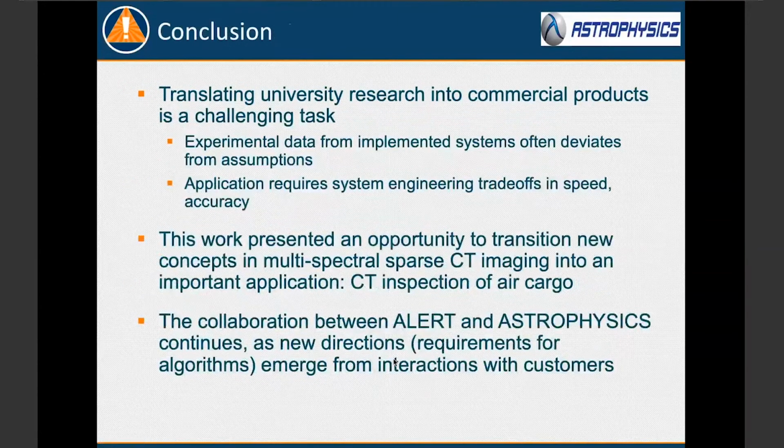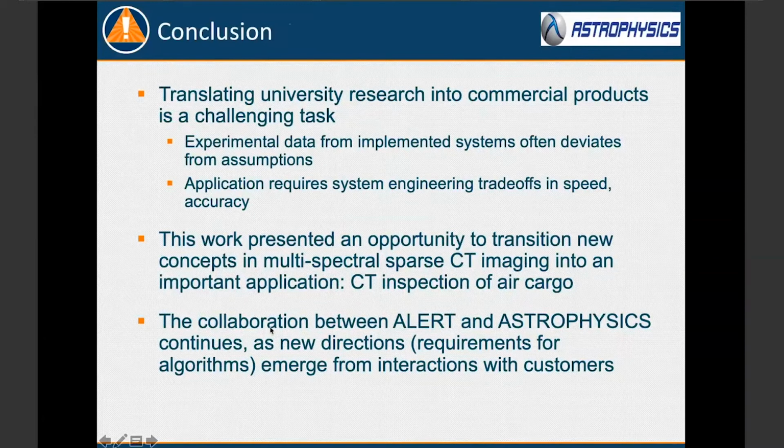So basically, I just want to conclude, before passing it on to François, by telling you that it wasn't easy to translate university research into commercial environments. The experimental data often differs from some of the assumptions that you like to have. A lot of what we had to do was make some judgments, system engineering trade-offs, to trade off speed and accuracy to make sure that whatever clever solution we came up with would also meet the real-time requirements of the instrument. But it did present us a great opportunity to translate some of the basic concepts we were doing for multispectral sparse CT imaging towards an important application.